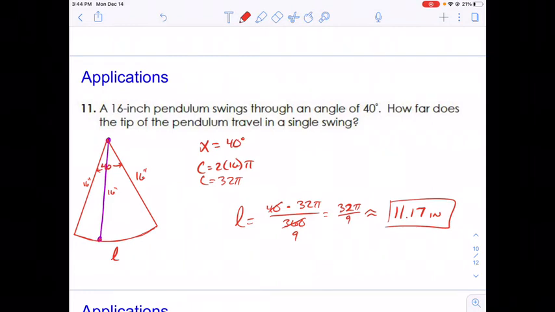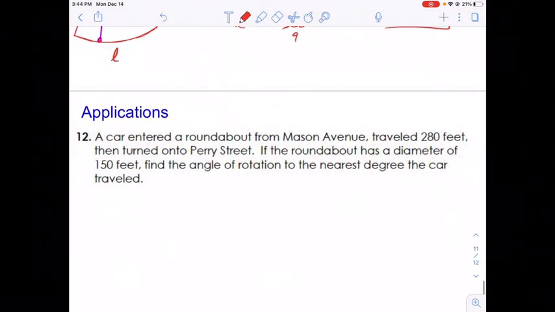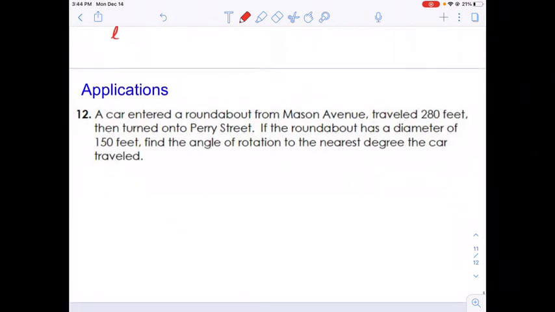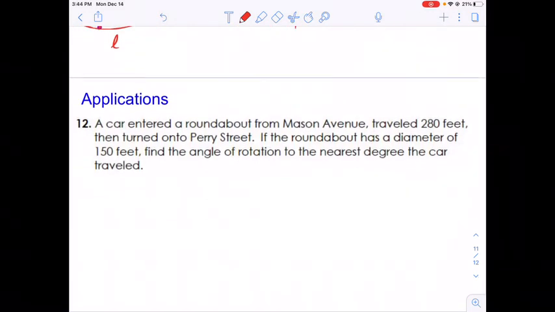All right, let's look at number 12, the last one here. A car entered a roundabout from Mason Avenue, traveled about 280 feet, then turned into Perry Street. If the roundabout has a diameter of 150 feet, find the angle of rotation to the nearest degree the car has traveled. So what we're looking at here, you know a roundabout is a circle.